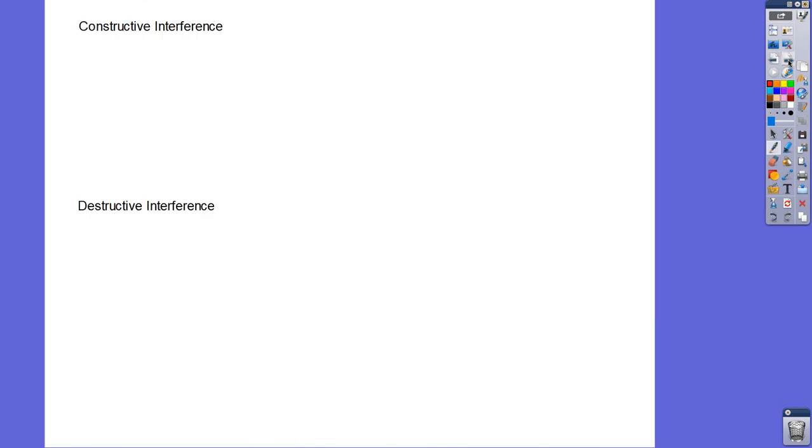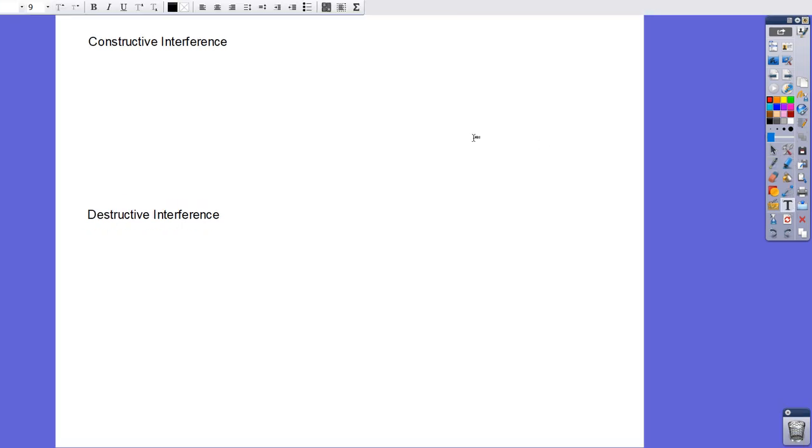And then our last slide, so constructive interference, we'll just write that down again. Okay, so this is where the amplitudes add up to a larger wave, and destructive interference is where the amplitudes cancel out to a smaller wave.